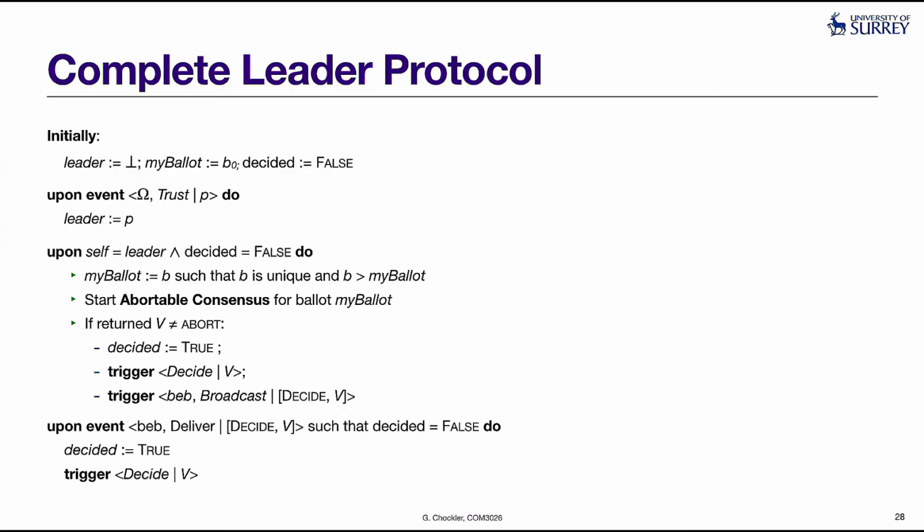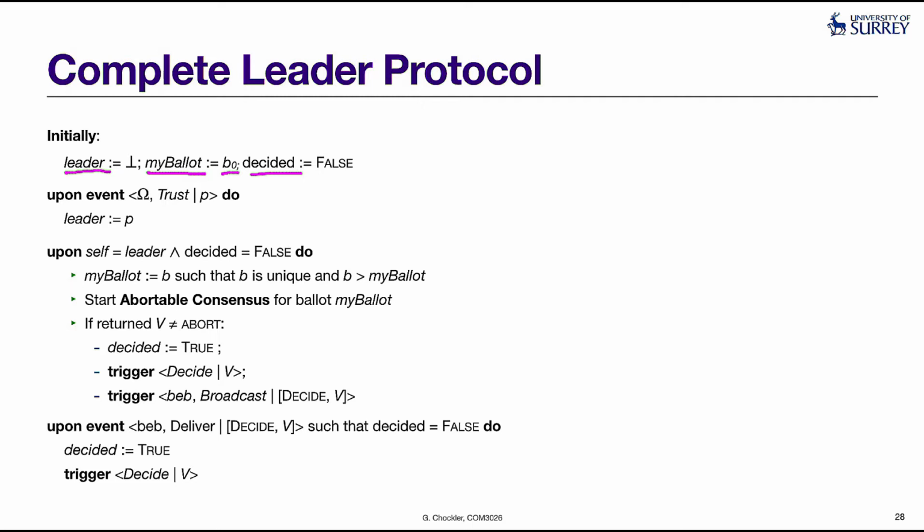So now we are ready to present complete details of the leader protocol. A leader keeps track of the following variables. Leader remembers the identity of the leader, the last leader reported by Omega. My ballot keeps the current ballot, or the last ballot executed by this leader, and it is initially some minimal ballot B0. And it also has a Boolean variable decided, which remembers if the leader reached a decision.